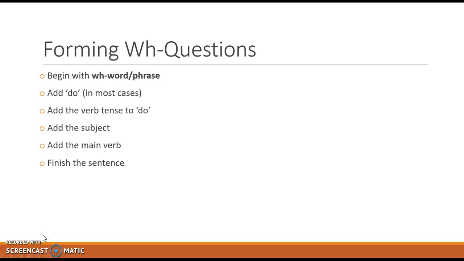When we write WH questions, we can follow this formula. We start with the WH word or phrase, add do, add the verb tense to do, add the subject, add the main verb, and then finish the sentence. So let's look at some examples.